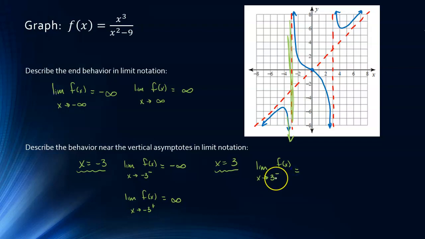So as x approaches 3 from the left, we see the graph is going downwards. As x approaches 3 from the right, we see the graph is going infinitely upwards. So again, it's looking at this and at this. So what's happening as the graph approaches that vertical asymptote at x equals 3.